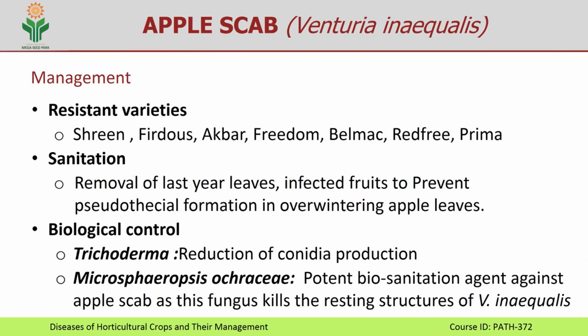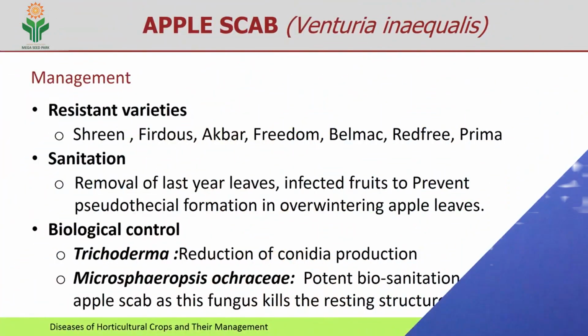Now, like any other crop, we also have to follow management strategies. What are the 4 major aspects through which we can do disease management? The first is resistant varieties. Please choose resistant varieties like Shireen, Firdaus, Akbar, Freedom, Belmac, Red Free and Prime. These are some of the important varieties reported as resistant. You know what a resistant variety is? Varieties which can tolerate this disease, do not show symptoms, and do not suffer losses.